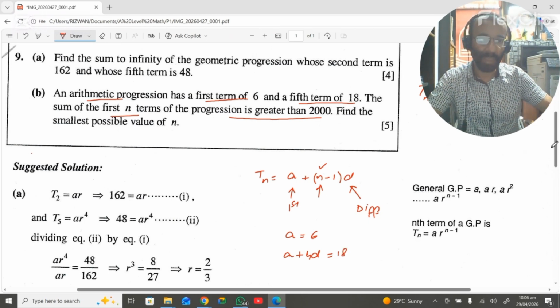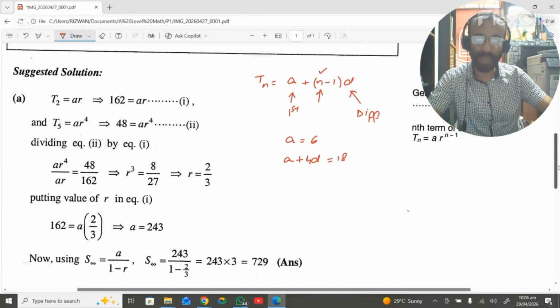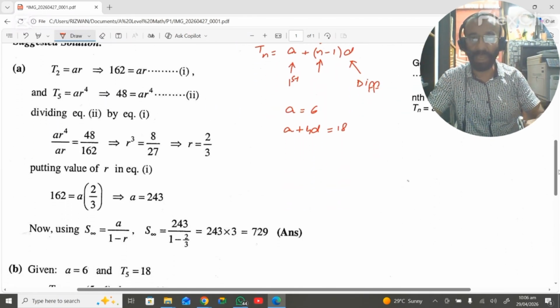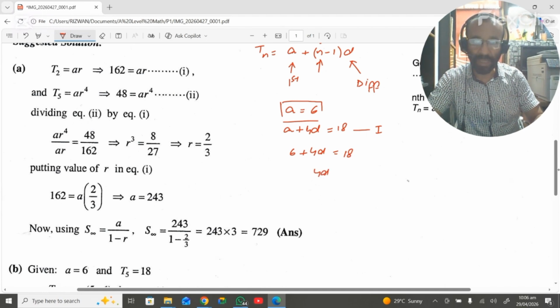So we will solve it now. Actually, we want to find the a and d from here. So a is 6, so we are going to put a into equation number 1. So it will become 6 plus 4d is equal to 18. 6 will go to the right hand side, so 18 minus 6 will be 12, and d will be equal to 3. So these are the values of a and d.